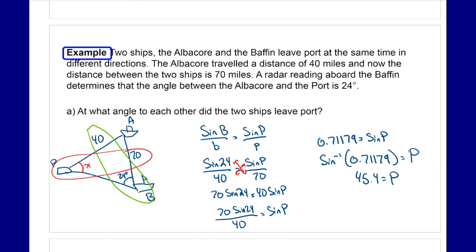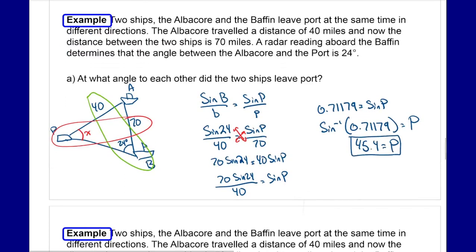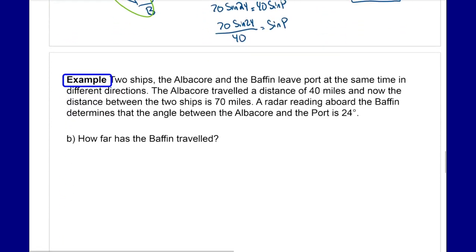So that means that the two ships left each other at an angle of 45 degrees between them. B is asking now, determine how far did the Baffin travel. So we can redraw our diagram just to help visualize.